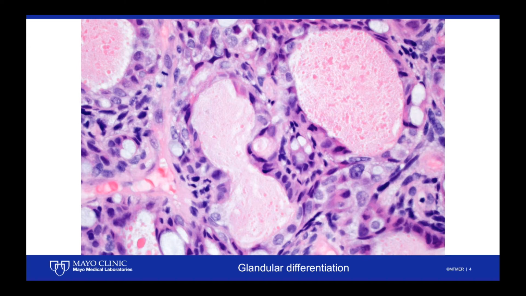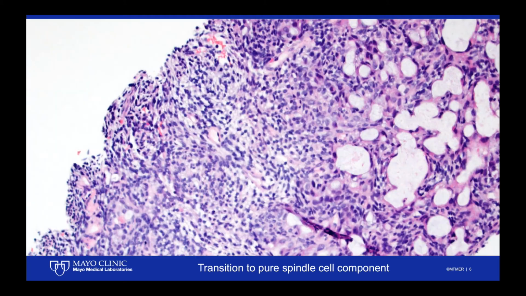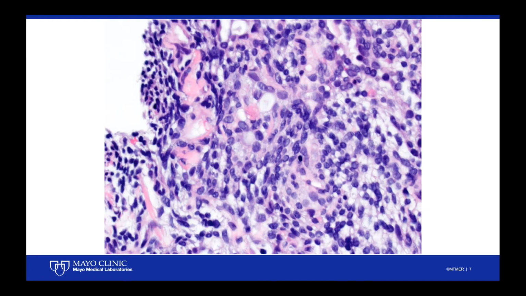process is probably part of this neoplastic process. Here you can see the glandular component. This is almost pure glandular differentiation in this area. Here we've got glands, and you're starting to see a more prominent spindle cell component. There is cytologic atypia present.